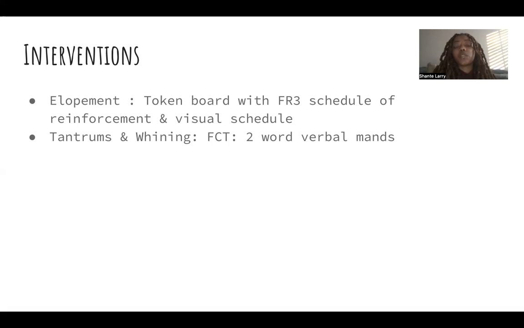And for tantrums and whining, we decided to go with functional communication because he does have the skills to be able to tell us what he wants. It's just knowing the right words to say it. So we did limit it to 2-word verbal commands, and made sure to reinforce that with whatever it is that he wants.